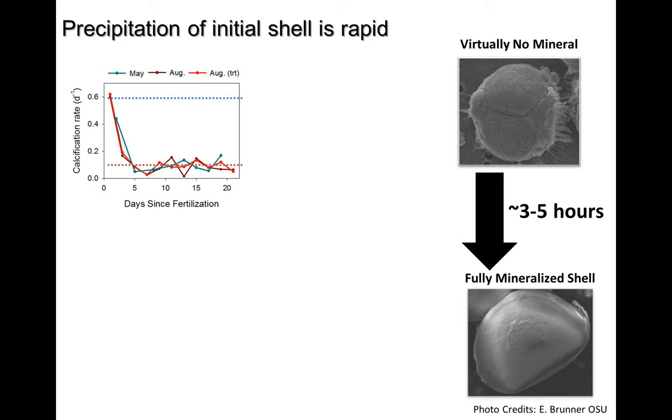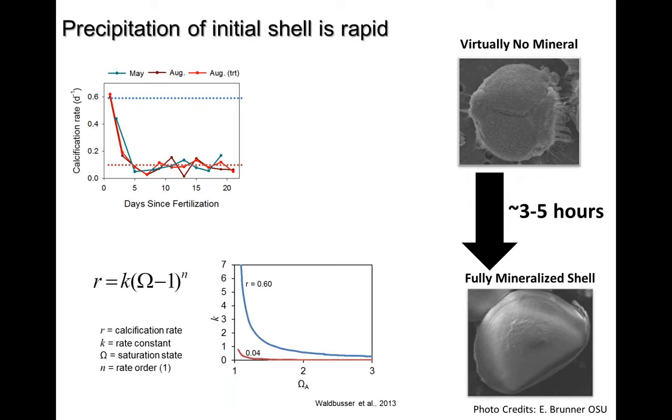And so the key here is that in that first window of time, before they form the shell, they're completely organic, and by 2 days, their 80 to 90% body weight is calcium carbonate, and the rest is organic. So per individual larva, it's an incredible amount of calcium carbonate that they're precipitating in very short order.